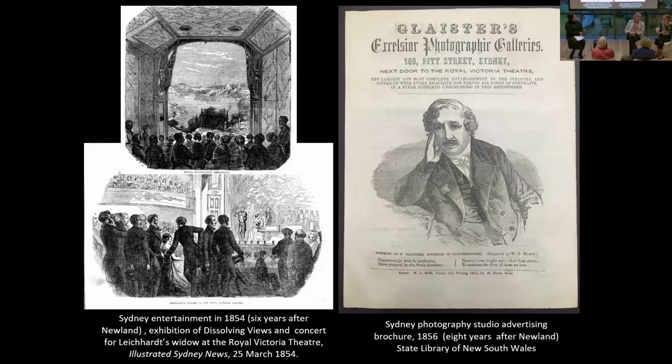Goodman, who's commonly recognised as the first commercial photographer in the Australian colonies, arrives in 1842 in Sydney. So this is 6 years before Newland. And Goodman actually erects a photography studio made out of blue glass on top of the Royal Victoria Hotel, which is a kind of phenomenal spectacle to photography as an experience. You know, you couldn't miss it.